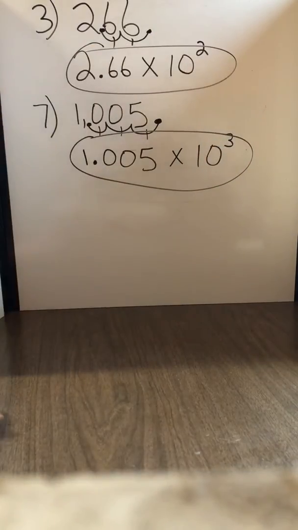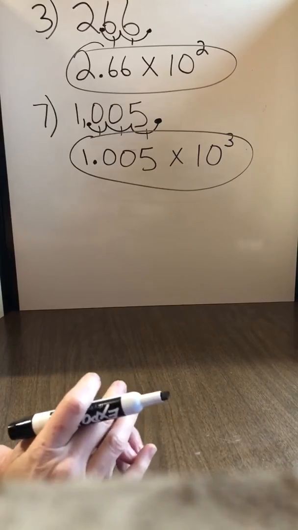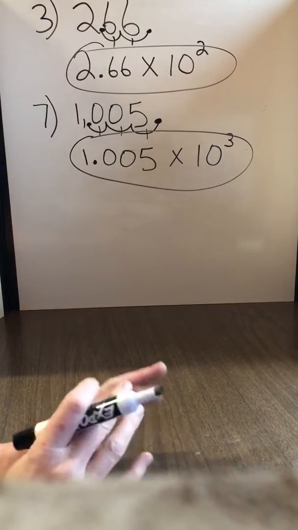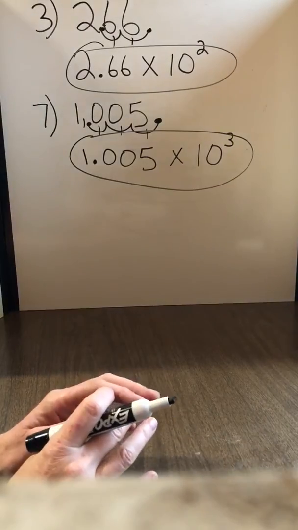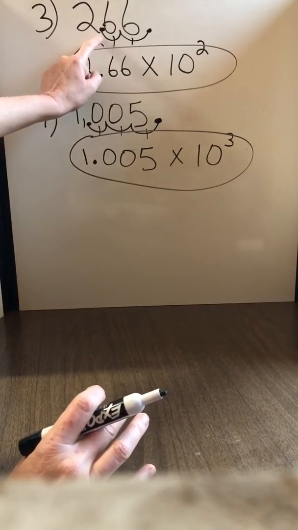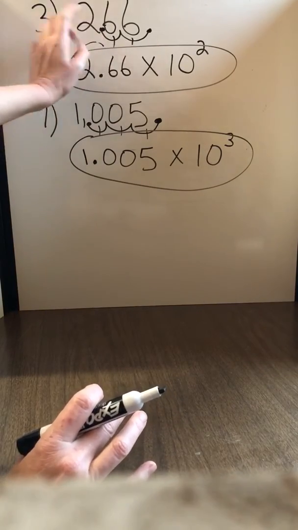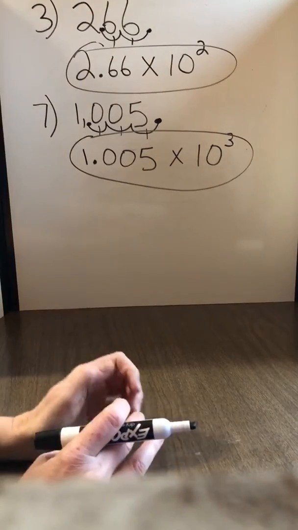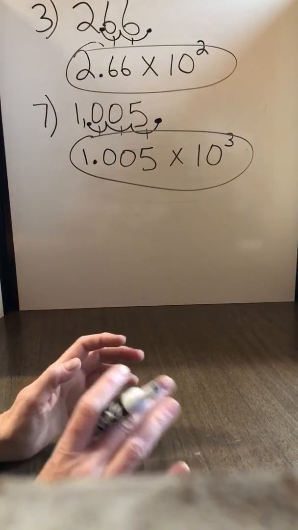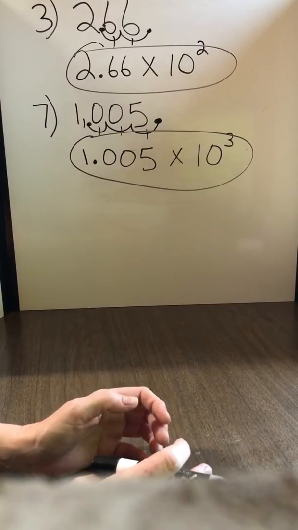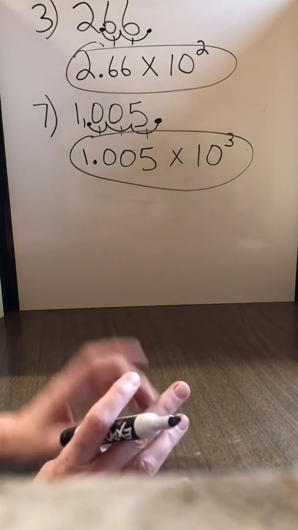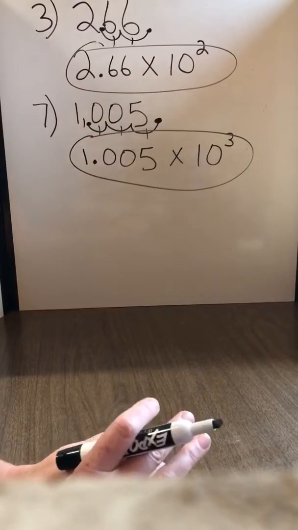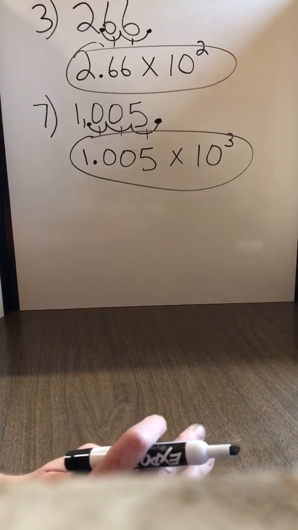So all of your answers on the top, 1 through 8, are going to have some number between 1 and 10, and you'll know it because the decimal is going to be right after the first non-zero digit. Then you're going to rewrite all of the essential numbers, and that's basically all the numbers in the original problem, and multiply it by the power of 10, which would be the number of spaces you moved the decimal.